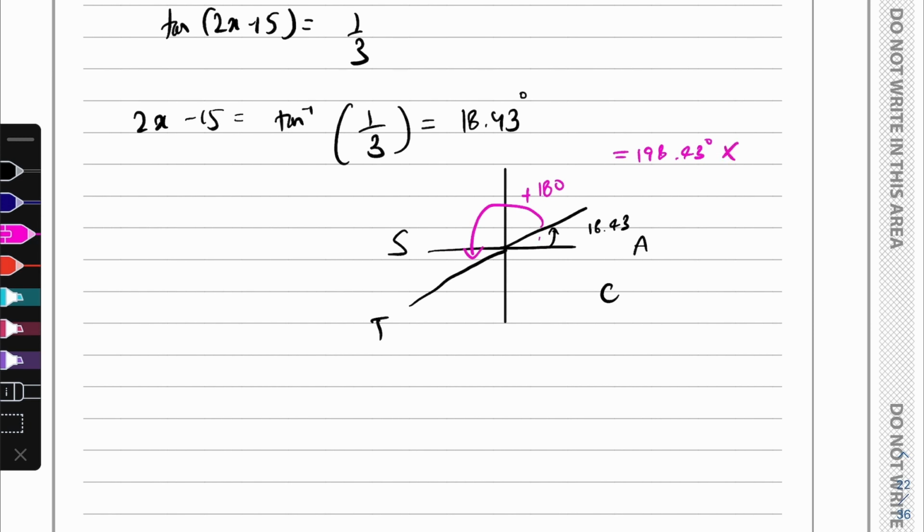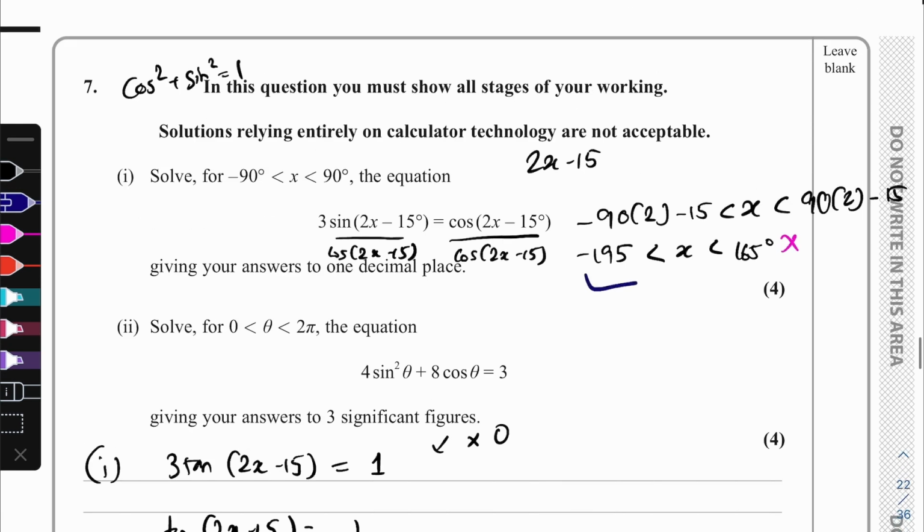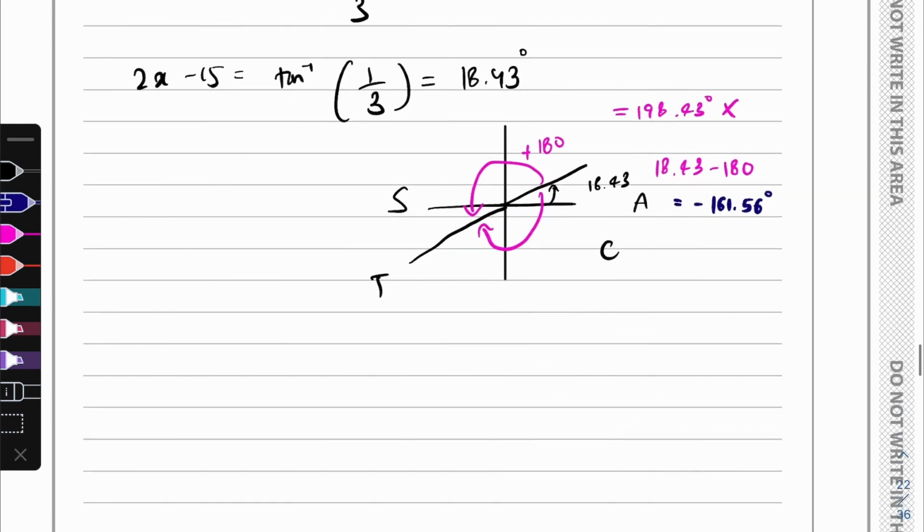Let's go backwards. So it'll be 18.43 take away 180, and this gives us minus 161.56. Is this in the range? Yep, this is in the range. So 2x minus 15 equals 18.43, comma, minus 161.56 degrees.